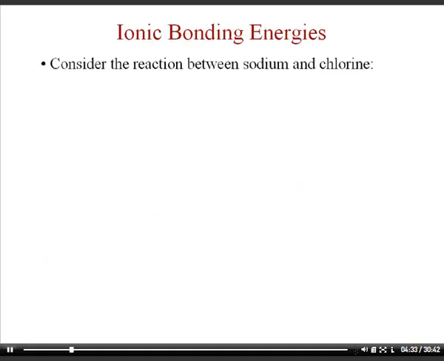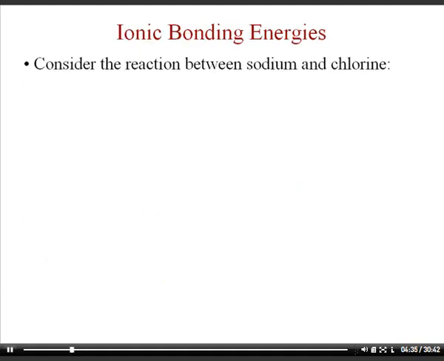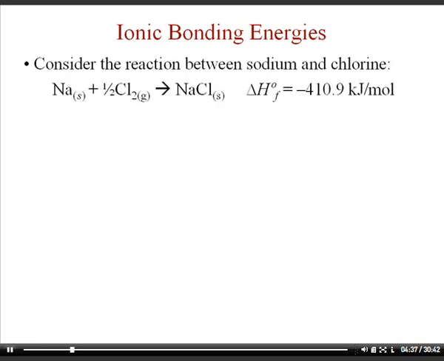On the next slide we have ionic bonding energies. So we're going to consider a reaction between sodium and chlorine, and you can see that 1 mole of sodium reacts with a half a mole of chlorine gas, and it produces 1 mole of sodium chloride, an ionic solid. And the delta H naught of formation, or the heat of formation, is negative 410.9 kilojoules per mole, which means that energy is released to the environment.